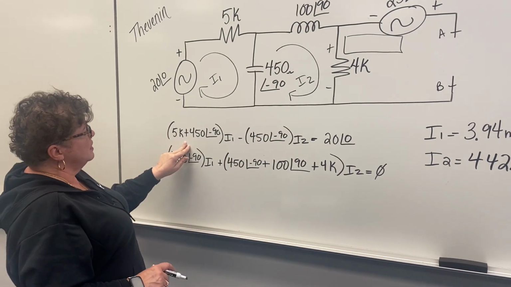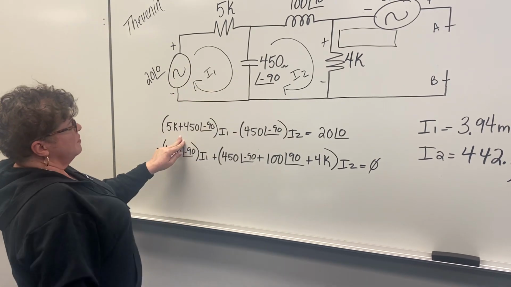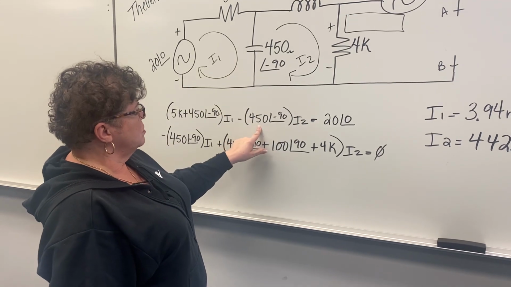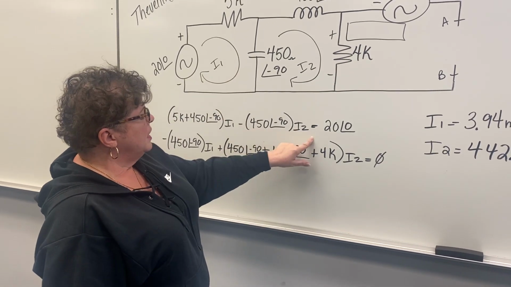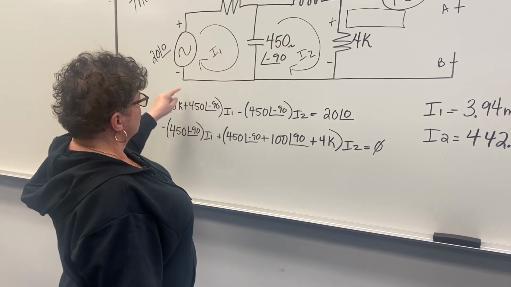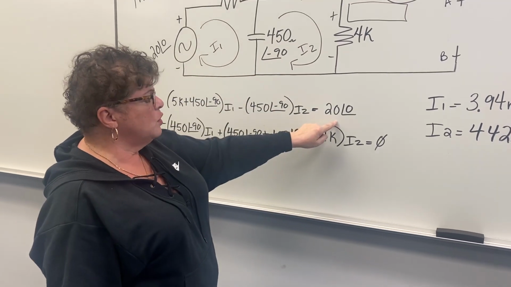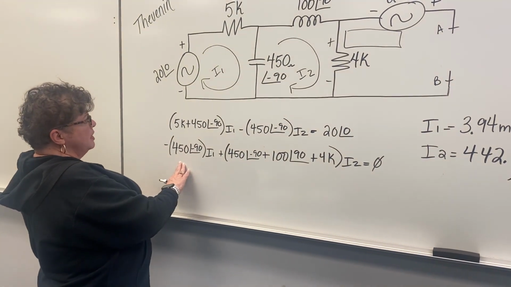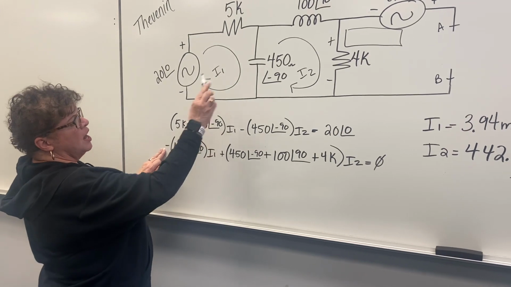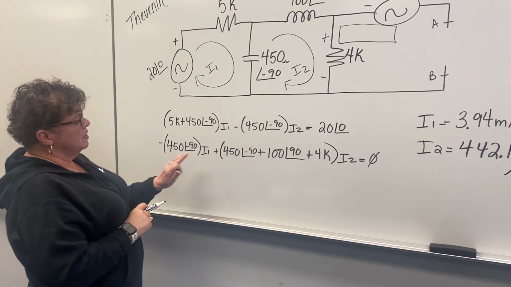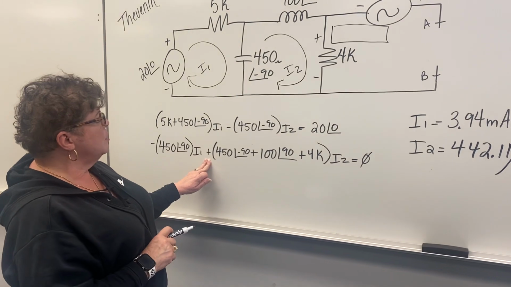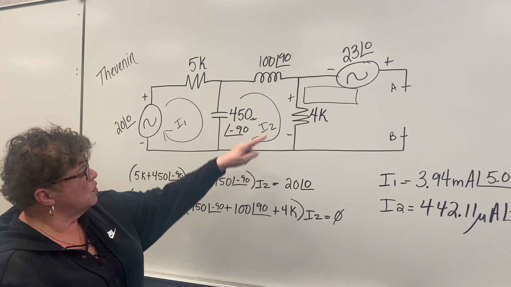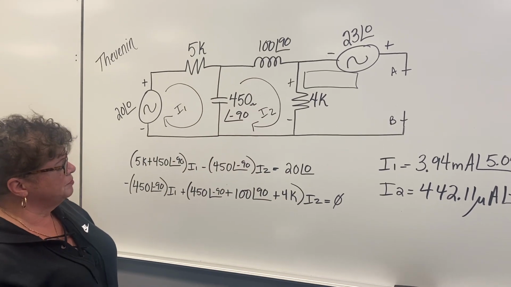So this is anything touching I1, which is 5K and 450, minus anything touching I1 and I2, so this is this component, equals 20, because if we're entering negative on the other side of the equation, we have a positive. For the I2 equation, it's negative anything touching I1 plus I2. Then for I2, it's any component touching I2, which is these three components. There's no voltage here, so it's 0.